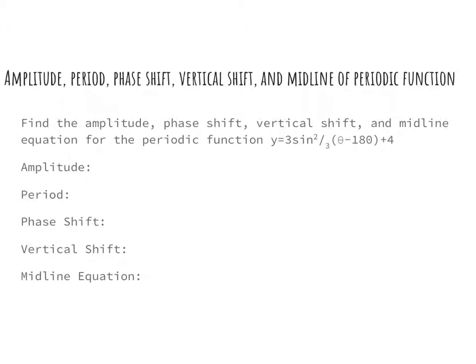So now we're going to do all 5 wrapped up into one problem. We're going to find amplitude, period, phase shift, vertical shift, and midline equation for each function. Our first one is 3 sine of 2/3 times (theta minus 180) plus 4. For amplitude, we look in front, it's a 3. For the period, we take b, which is 2/3, and we divide 360 by it. 360 divided by 2/3 is the same thing as 360 times 3/2, which gives us a period of 540.